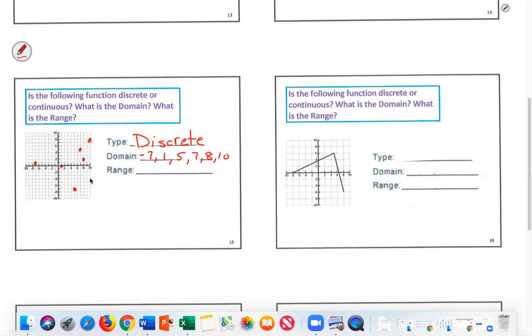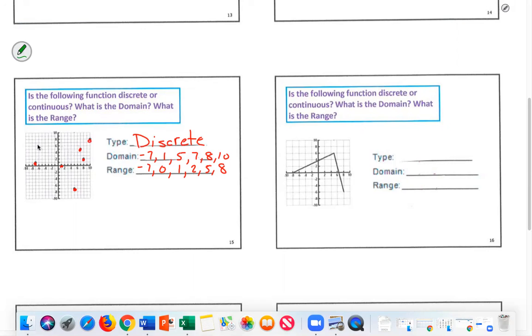And then my range, I would do the same thing, but instead of tracing it to the x-axis, I would trace it to the y. So it would be -7, 0, 1, 2, 5, and 8. So one more time, it would be -7, 0, 1, 2, 5, and 8. Okay? And the order doesn't really matter here.